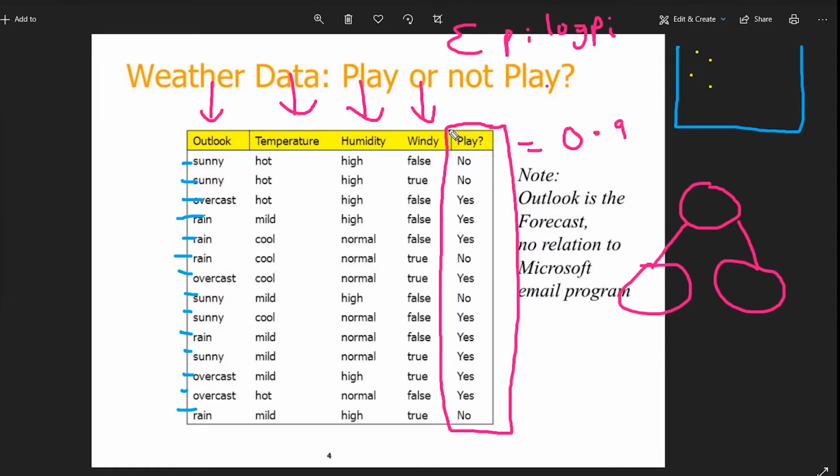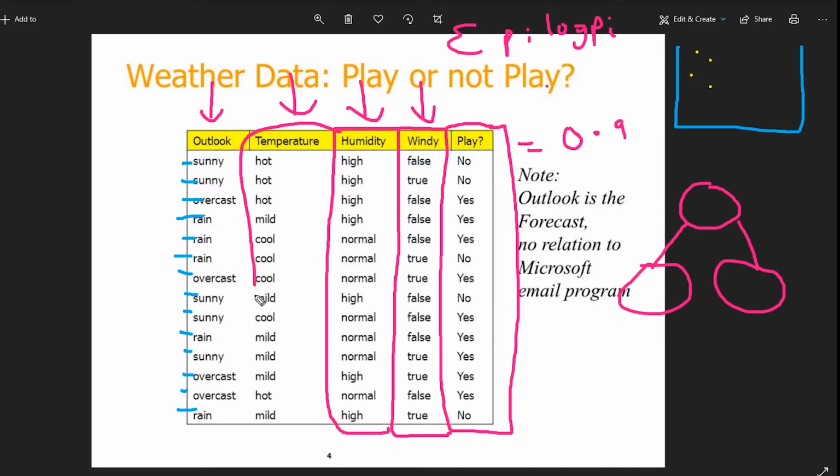Okay, so now we are going to check information gain on the basis of everything. We are going to check information gain on the basis of wind, on the basis of humidity, on the basis of temperature, and similarly on the basis of outlook. And whichever feature's information gain is going to be the highest, we are going to choose that feature.